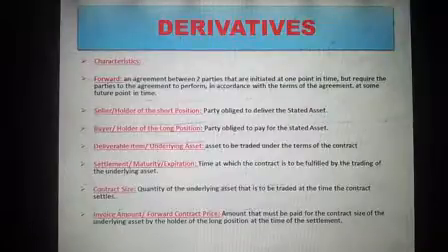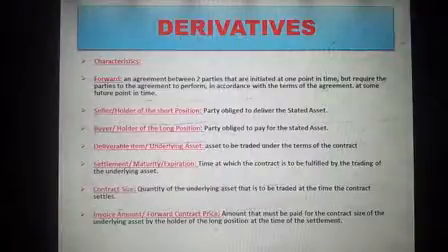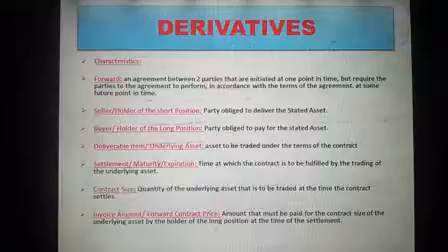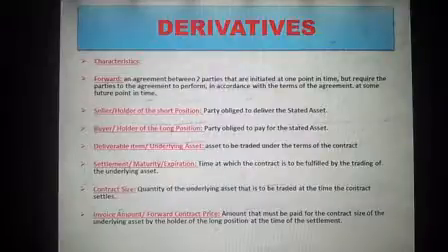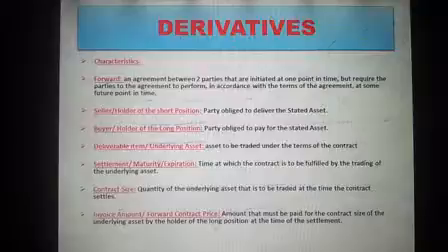It's a simple one. You can note it down or screenshot, whichever is possible. See, forward is a very simple one. It's an agreement between the two parties that are initiated at one point in time and require the parties to the agreement to perform in accordance with the terms of the agreement. There are some definite terms of the agreement and some point in the future.